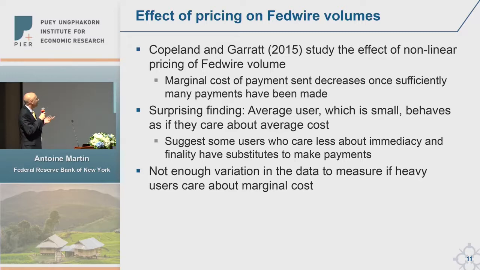And so for these smaller users, they can do a certain number of their payments on other platforms. And so they worry about the average cost of their payment rather than the marginal cost, because they have that ability to substitute. For bigger users, which don't have the ability to substitute because the immediacy and the finality is essential, it appears as if marginal costs are important, but there was just not enough data. There's a handful, between 5 and 10 very heavy users, and there was not enough differentiation to extract information.